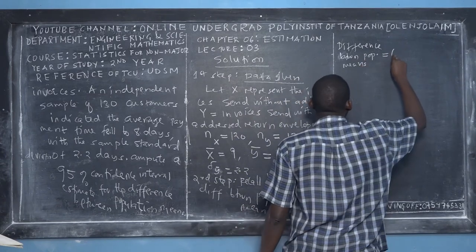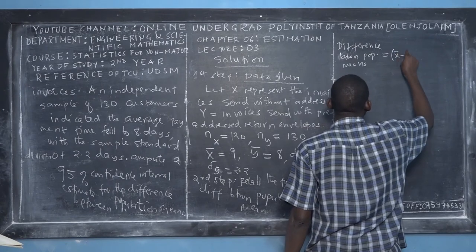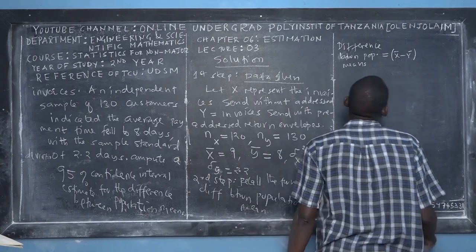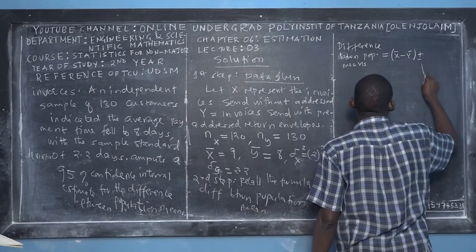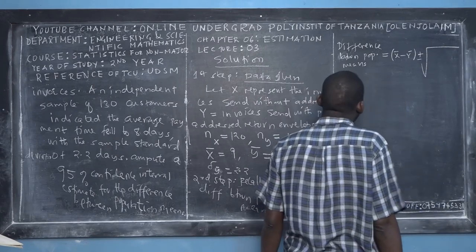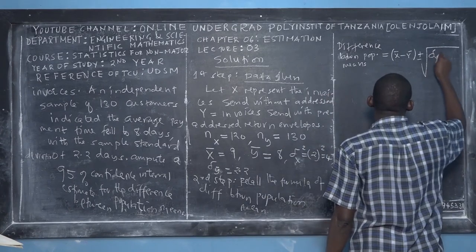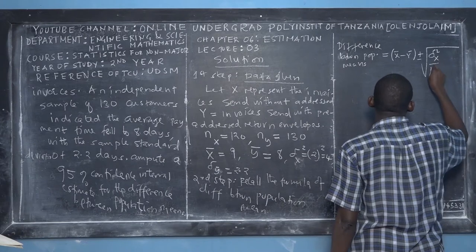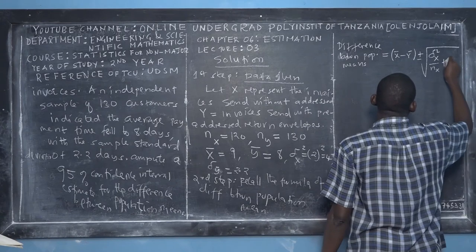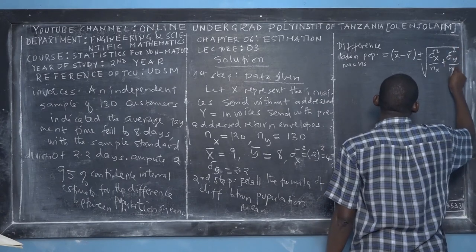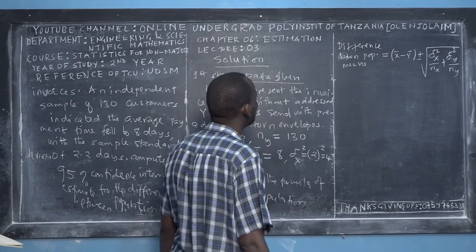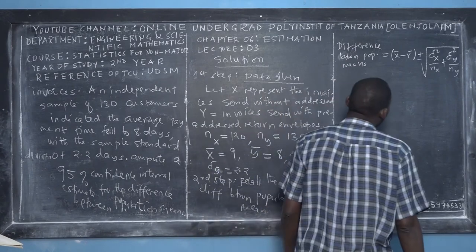This one, we say that we take the mean of the first sample minus the mean of the second sample. Then we say plus or minus the square root. To have this square root, you have the variance of X over NX, plus the variance of Y over NY. Right? Interesting. Mathematics is beautiful.